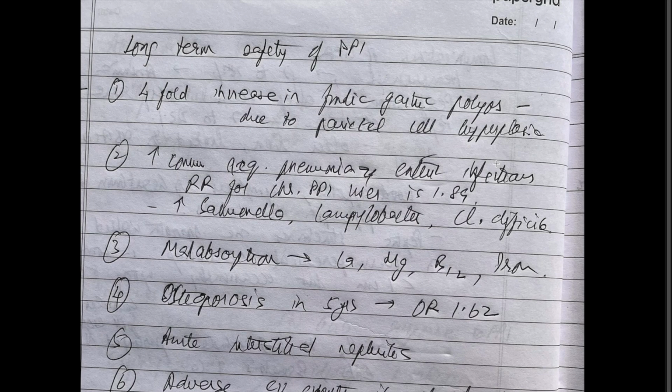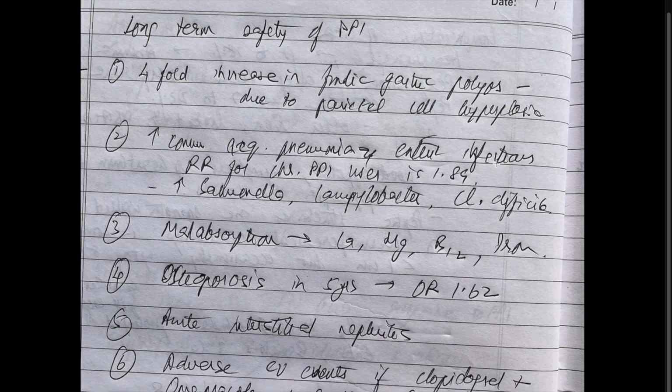Malabsorption of calcium, magnesium, B12, and iron. Osteoporosis happens in 5 years with an odds ratio of 1.62. Acute interstitial nephritis can occur with a PPI. Adverse cardiovascular events if clopidogrel plus omeprazole, lansoprazole, or esomeprazole is used. That is, if you combine clopidogrel with any of these, it showed increased cardiovascular events.